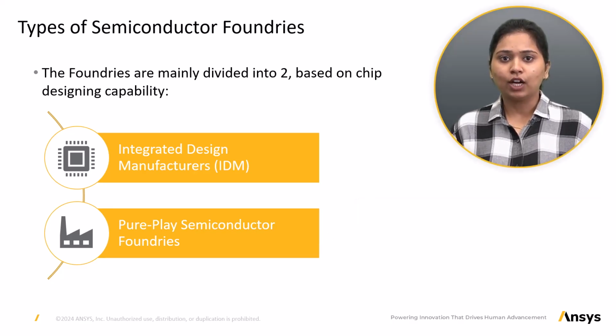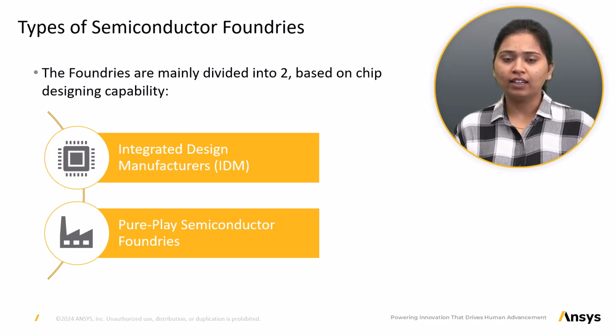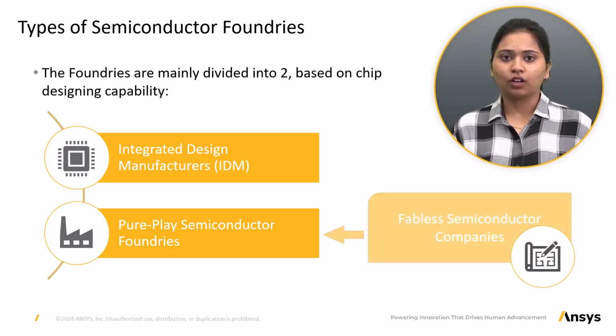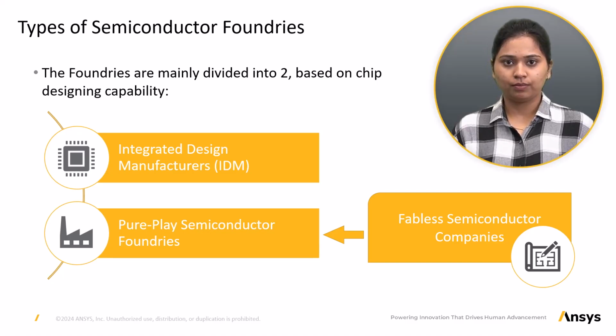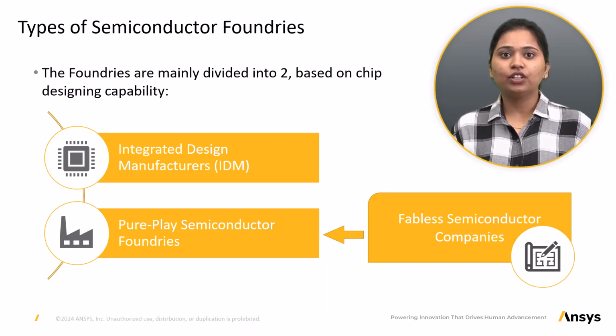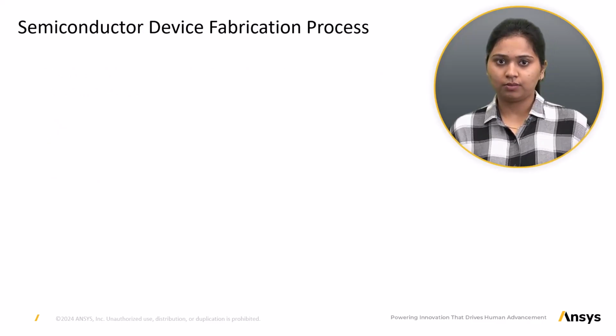There are companies that do not have a foundry but handle the designing, verifying, and eventual sale of the chips. These companies are called fabless semiconductor companies. They outsource the manufacturing part to pure play semiconductor foundries. Having discussed the different types of semiconductor foundries and their distinguishing features, let's now delve into the semiconductor fabrication process.